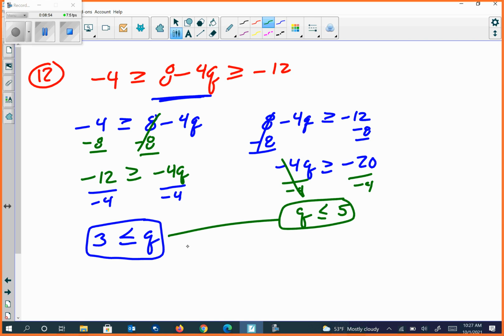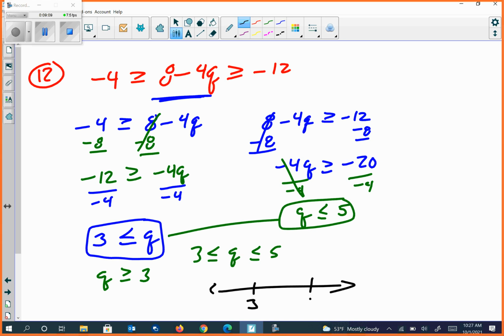Let's put these back together. Then let's flip this one over so I can see the direction of my graph. So I have a 3 here. I have a 5 here. I have a solid dot at the 3 going this direction. I have a solid dot at the 5 going this direction. It's an and problem because we didn't see the word or. So our shared region is that highlighted part.